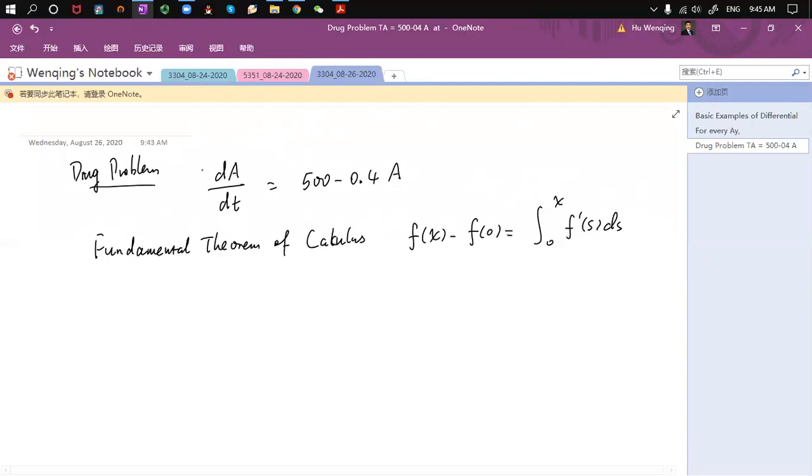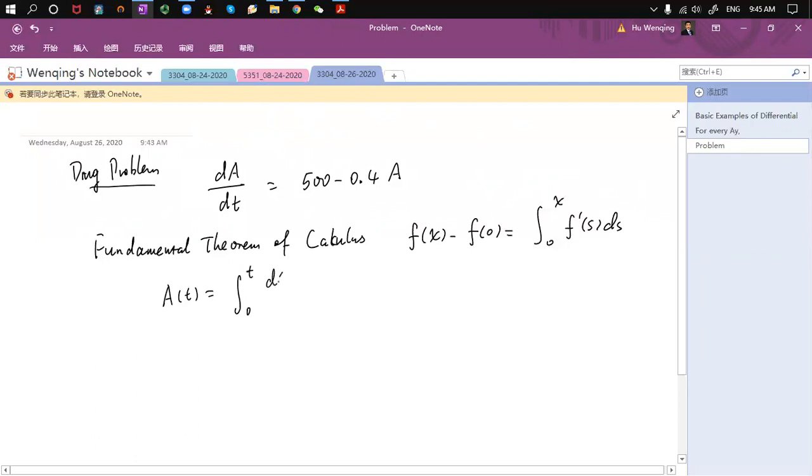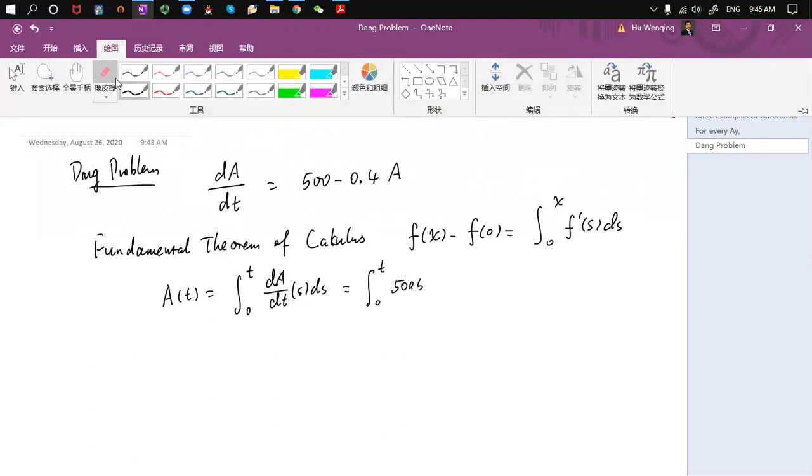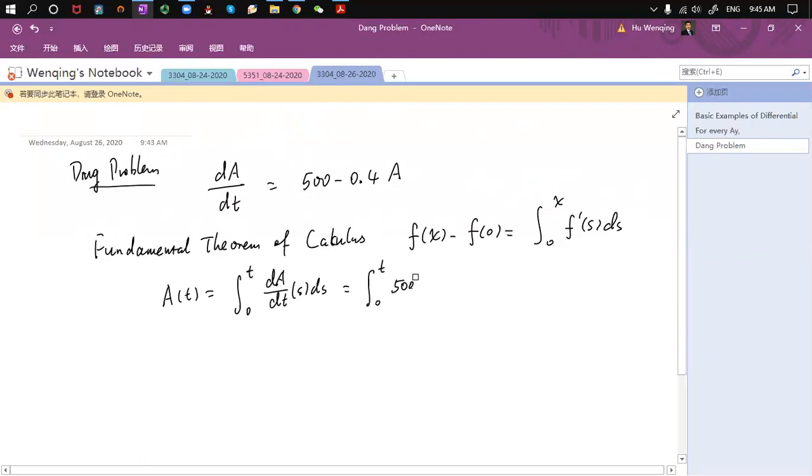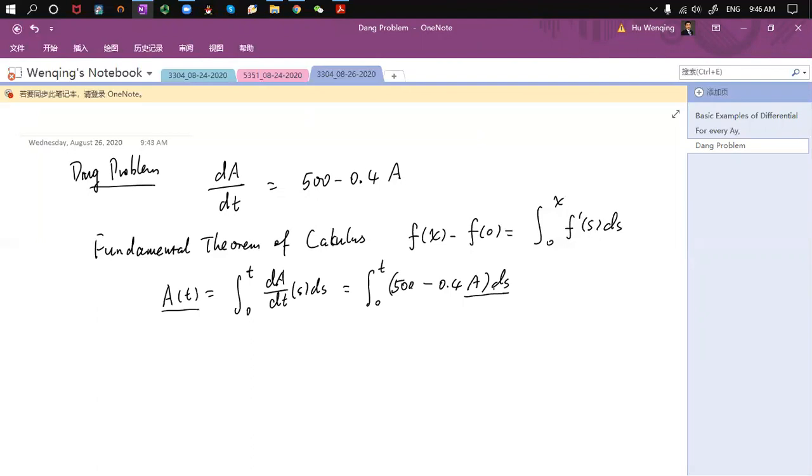Well, you can integrate, right? If you integrate A of t, that means the integral from 0 to t of dA over dt of s ds. But this dA over dt is 500 minus 0.4 of A, and then ds. Now you have a problem because you're having an A of t here, right? So you're looking for a function A of t as the integration of the same unknown function.